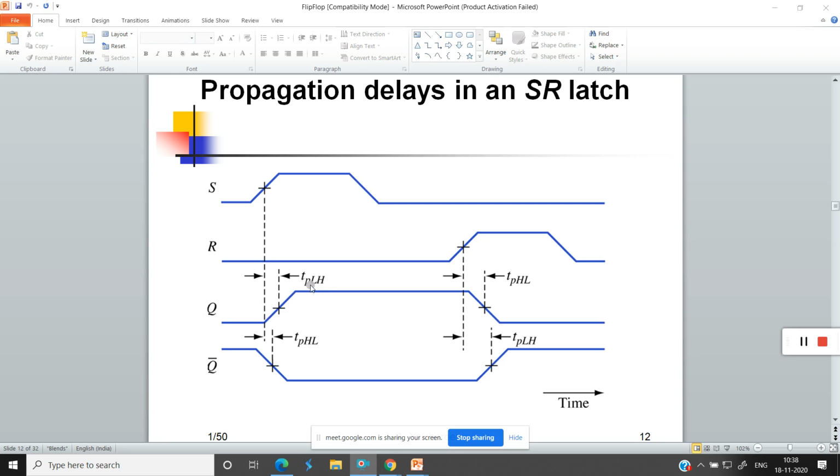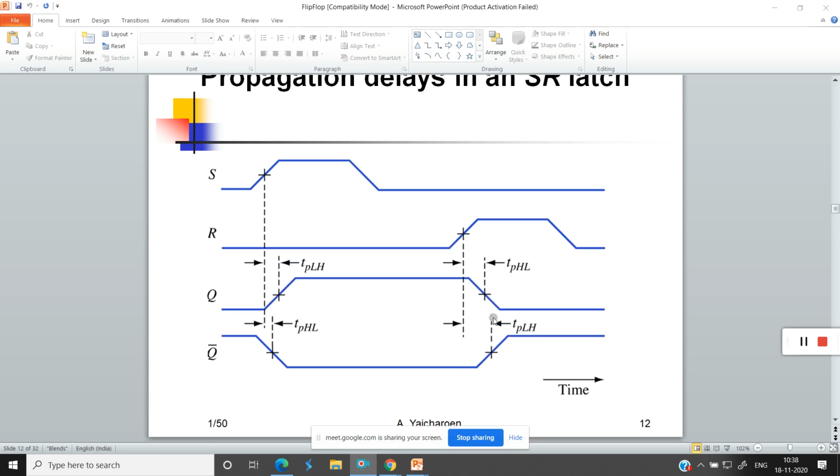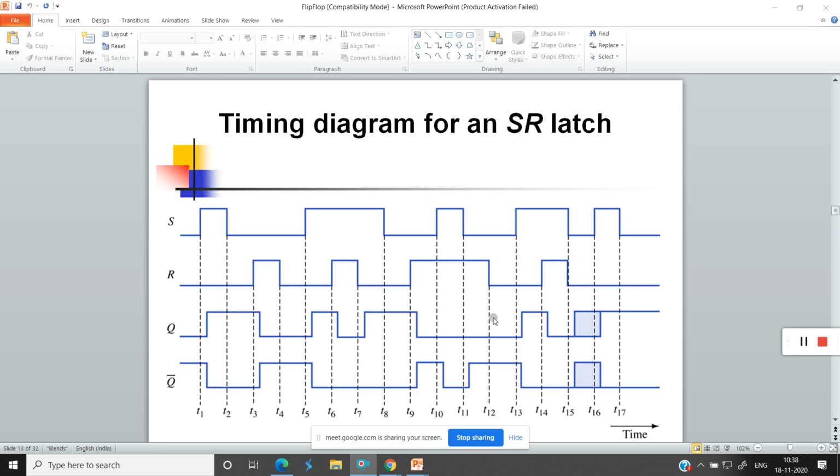Propagation delay has two types, TPLH and TPHL. When the signal is going from low to high, it is TPLH. When the signal is going from high to low, it is TPHL. Next, with this propagation delay, we have to draw the timing diagram.